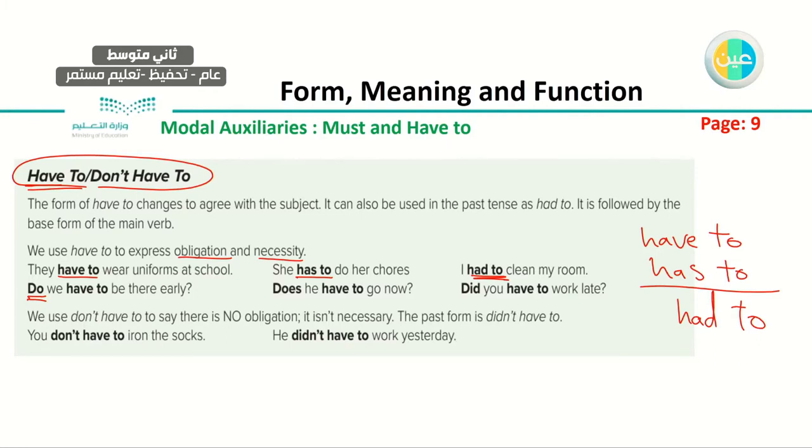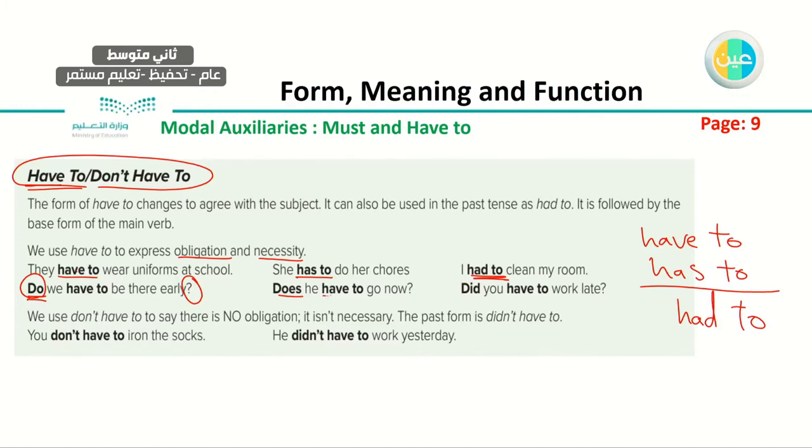Look, as I have to here, I have to use do in the question. Do we have to be there early? Okay, what about the singular form? She has to do her chores. Yes, does. Does he? Okay, it's does he. Does she have to do her chores? Does he have to go now?